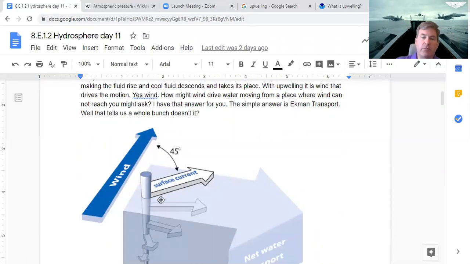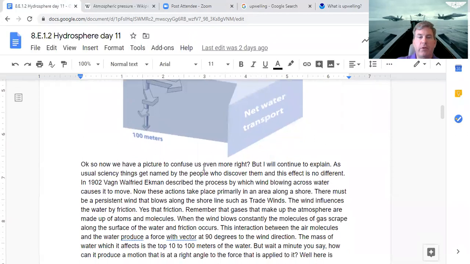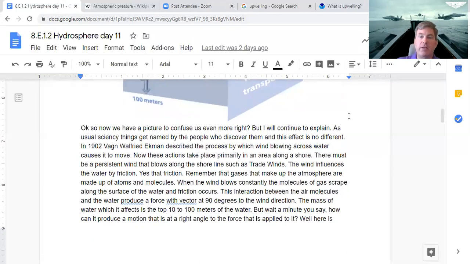And that friction force ends up creating a surface current, the water on the surface that moves at a 45-degree angle to the angle of the wind. Well, then that allows it to move water that way if the surface current's this way. So then you're going to see this spiral of arrows down here going down deeper, and I'm going to explain why that happens. Okay, so now we have a picture to confuse us even more, right? So I'll continue to explain.